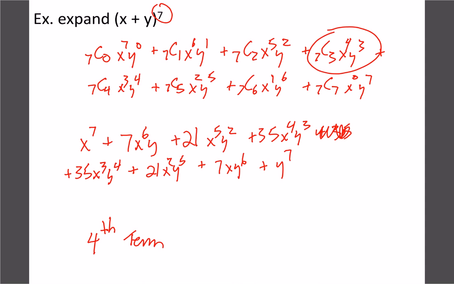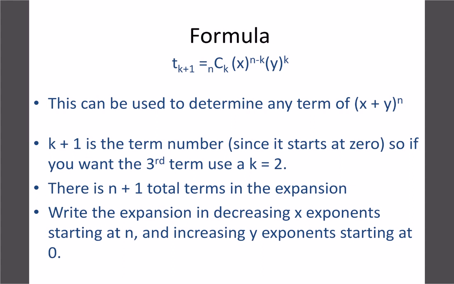So if I said find the 4th term, we could go right to that without listing them all out. Because if we know it's the 4th term, we'd have a number of 3, so 7c3. And then we know that if it's a 3, it's got to be y to the 3. That means we'd have x to the 4th as the other one. So that's where this formula comes into play.